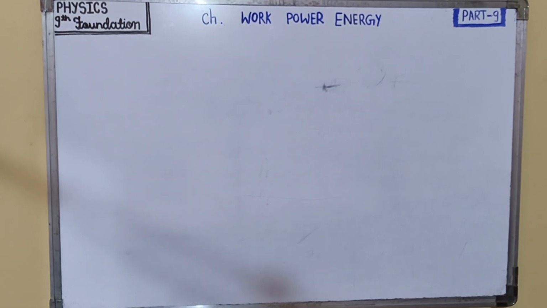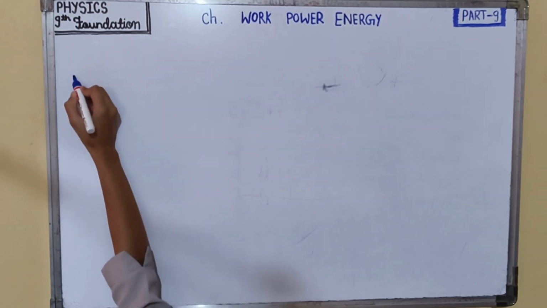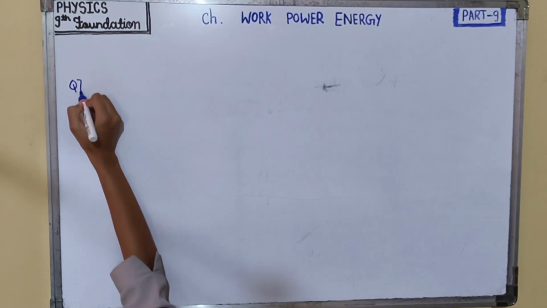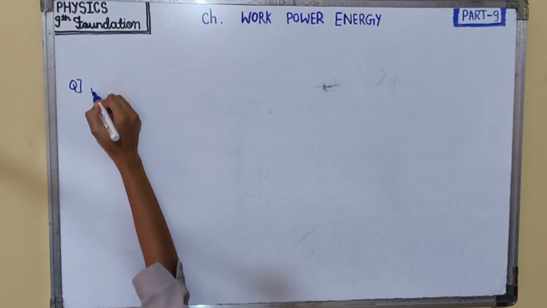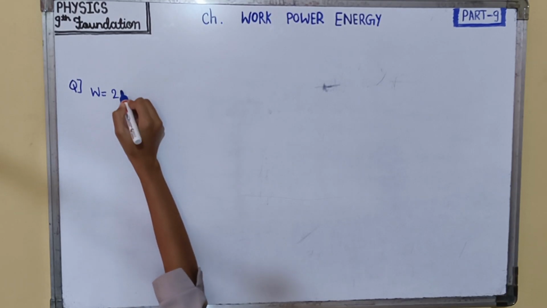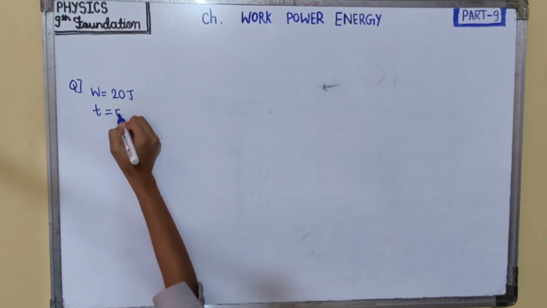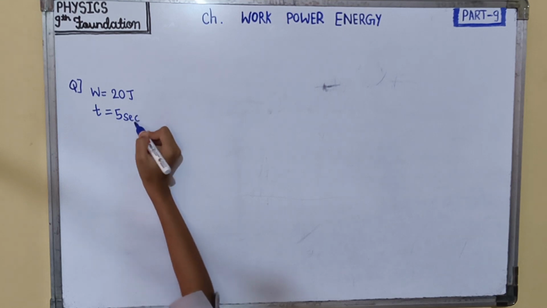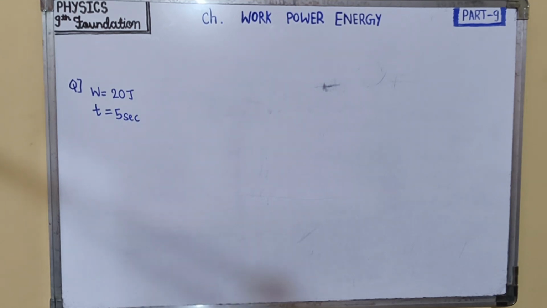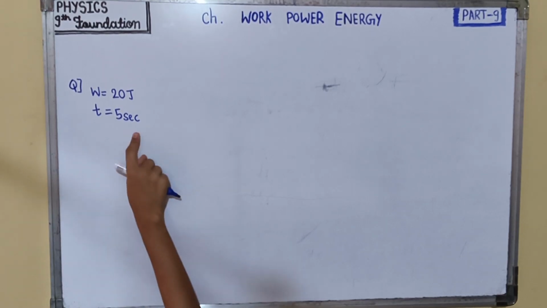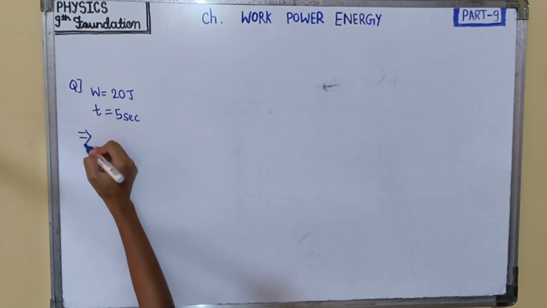First question is, a body does 20 joule of work in 5 seconds. What is its power? So, this is the given information and we have to find the power.